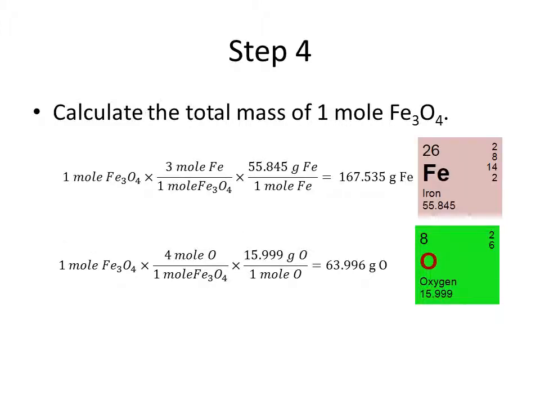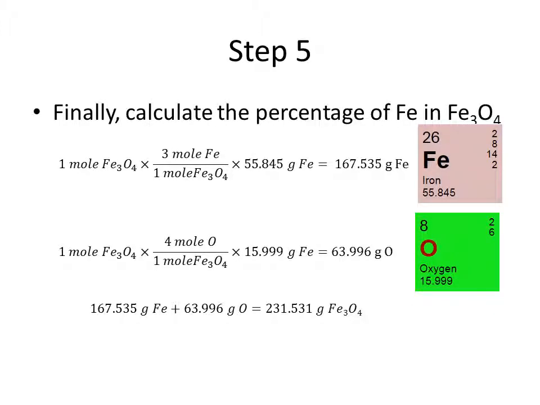Now we've got the mass of iron, we've got the mass of oxygen. What we want to do is calculate the molar mass of Fe3O4, and we get that number just by adding these two values together, and that gives us the molar mass of Fe3O4. In other words, 1 mole of Fe3O4 weighs 231.531 grams.